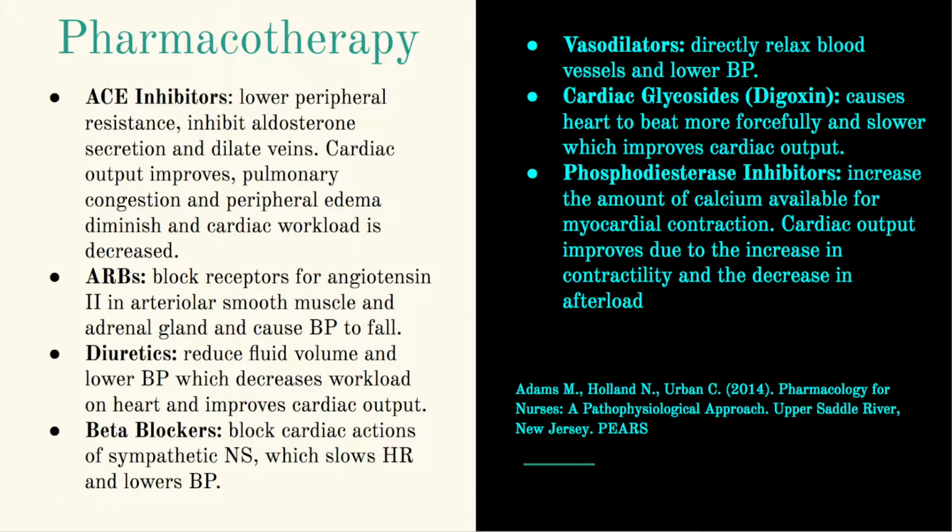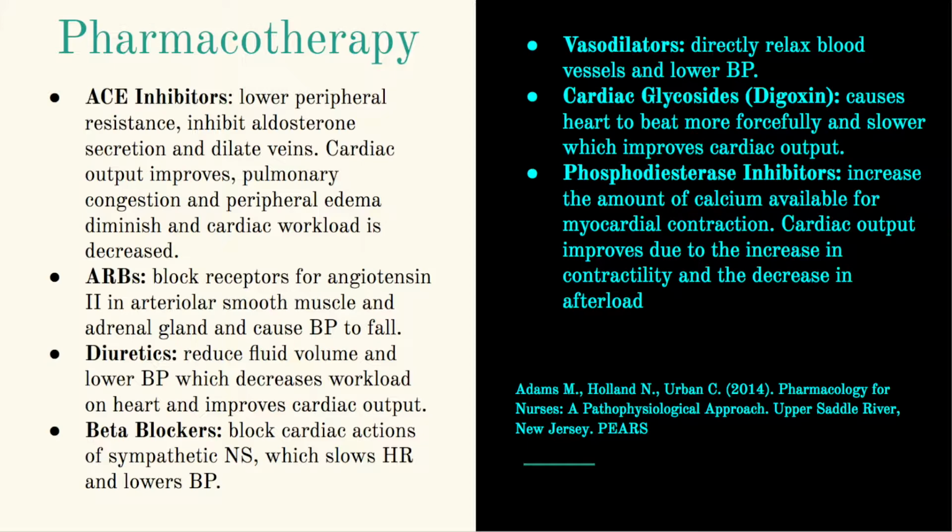Now I'm going to explain to you the pharmacotherapy of these different classes. For ACE inhibitors, they lower peripheral resistance, inhibit aldosterone secretion, and dilate veins. Cardiac output improves, pulmonary congestion and peripheral edema diminish, and cardiac workload is decreased. For ARBs, they block receptors for angiotensin II in the arterial smooth muscle and adrenal gland and cause blood pressure to fall. For the diuretics, they reduce fluid volume and lower blood pressure, which decreases workload on the heart and improves cardiac output.